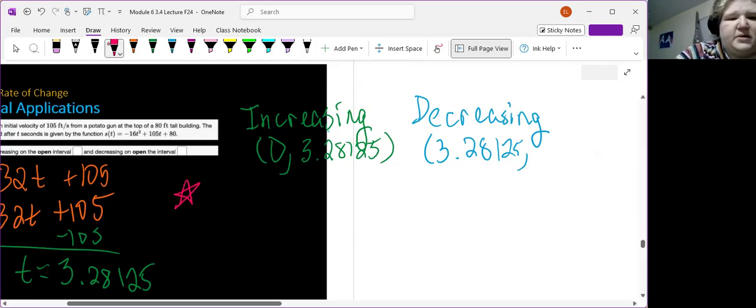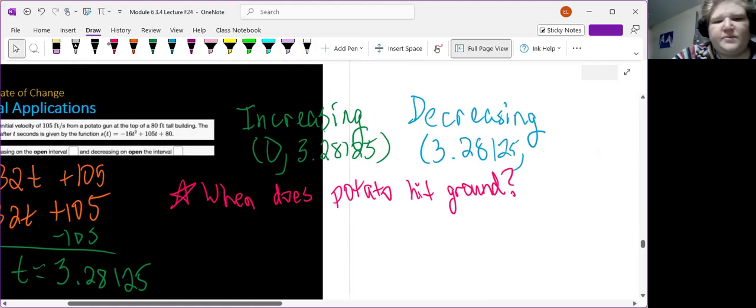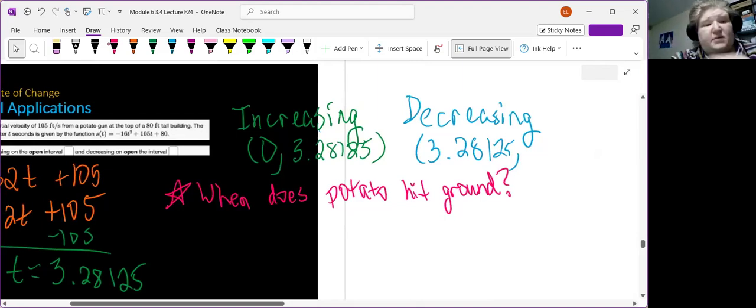So we have a side quest. When does the potato hit the ground? So I want you to think, when does it hit the ground? When is asking us to find a time number. Hit the ground is giving us the position. So what is the position?